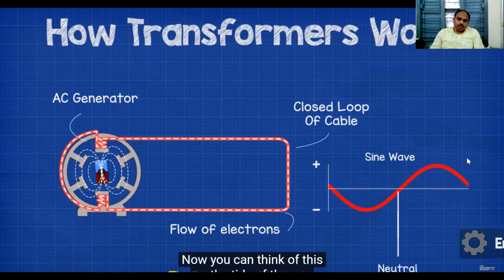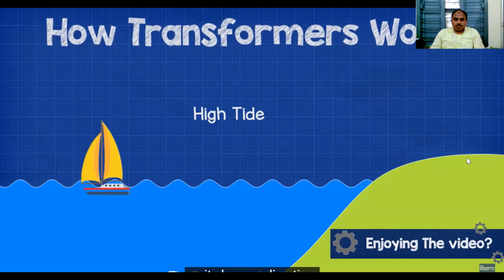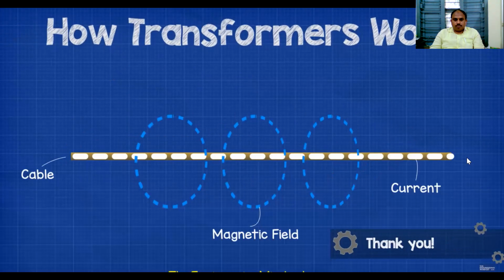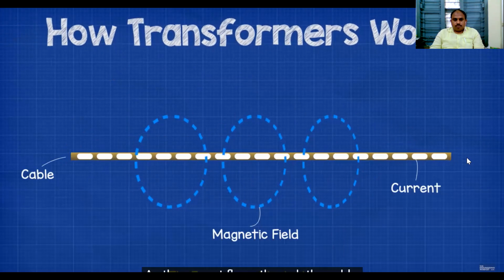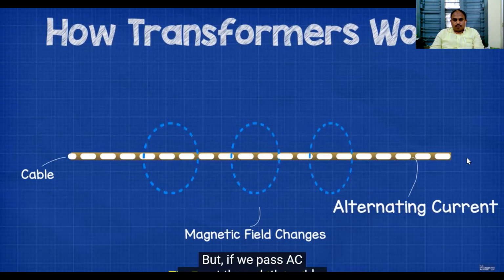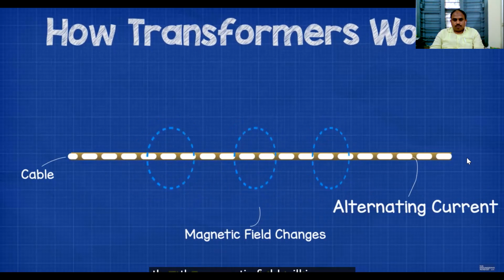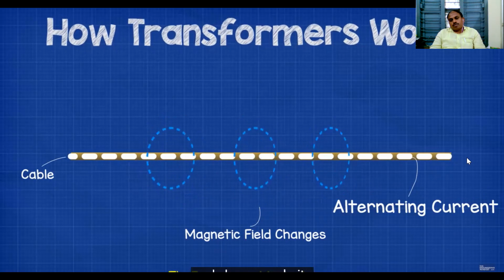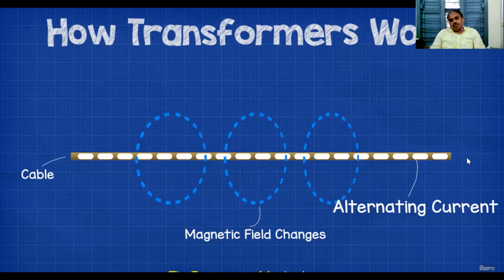Now you can think of this as the tide of the sea as it changes direction and reaches its maximum and minimum point. As the current flows through the cable, it will emit a magnetic field. If we pass DC current through the cable, the magnetic field will remain constant. But if we pass AC current through the cable, then the magnetic field will increase and decrease in strength and change polarity as the current changes direction.